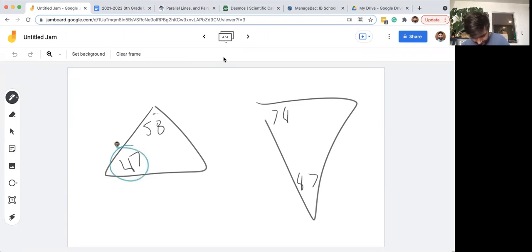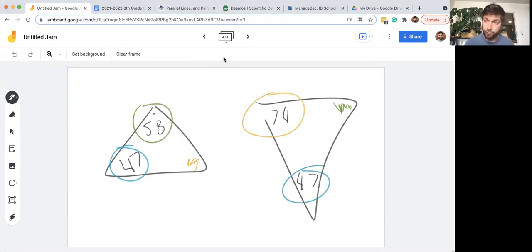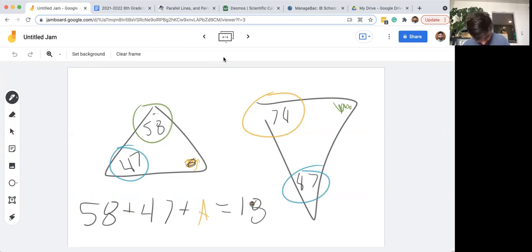But don't just look at this and say, well, 58 is not 74, so they can't be similar, because this angle could be 58 shared with that one, or this angle could be 74 and shared with that one. So to check that, we have to remember that all the angles in the triangle will add up to 180 degrees. So 58 plus 47 plus this angle right here will equal 180. So 58 plus 47, that's 105.